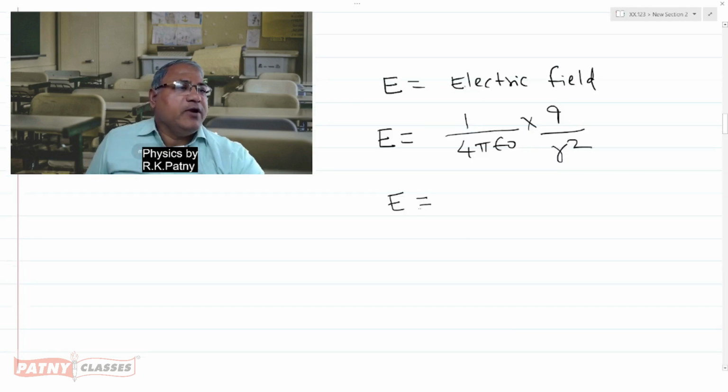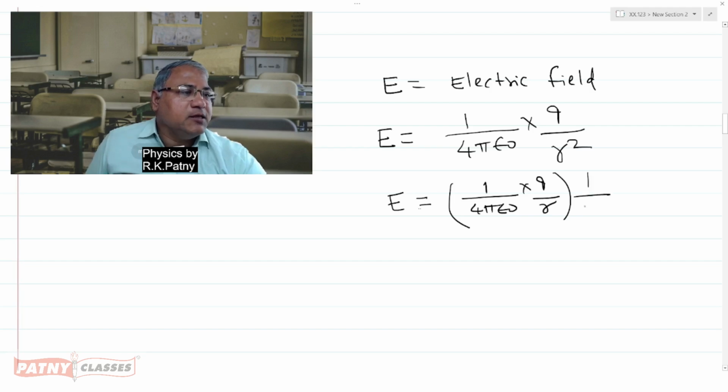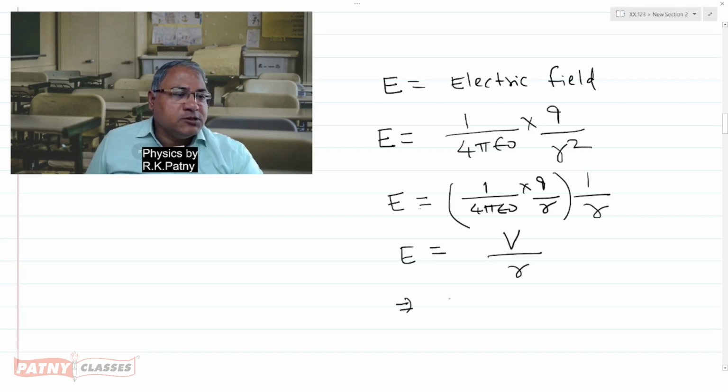Here E is the electric field. Electric field is given by 1 upon 4 pi epsilon naught into Q upon R square. And we know that 1 upon 4 pi epsilon naught Q upon R can be written like this. Here is a 1 upon R. Therefore, E equals 1 upon 4 pi epsilon naught into Q upon R, which is nothing but V, so V upon R. This implies the relationship between electric field and electric potential is given by V equals E into R. Even this formula is quite easy. Only there is a difference of R between electric potential and electric field.